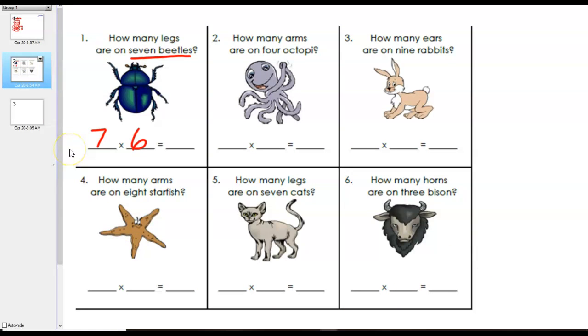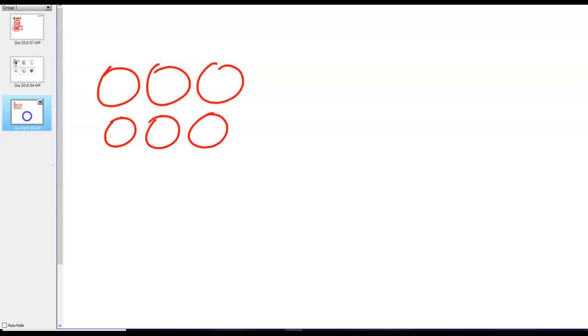Okay, so those of you at home could be doing this on your dry erase mat. You could also be doing it on a sheet of paper or in your math notebook. So all we're doing here is the groups and repeated addition, the same thing we did yesterday. So let's look at what your group should have looked like. 7 times 6 means 7 groups of 6, right? 3, 4, 5, 6, 7. Okay, and then how many should I put in each group? 6. Okay.